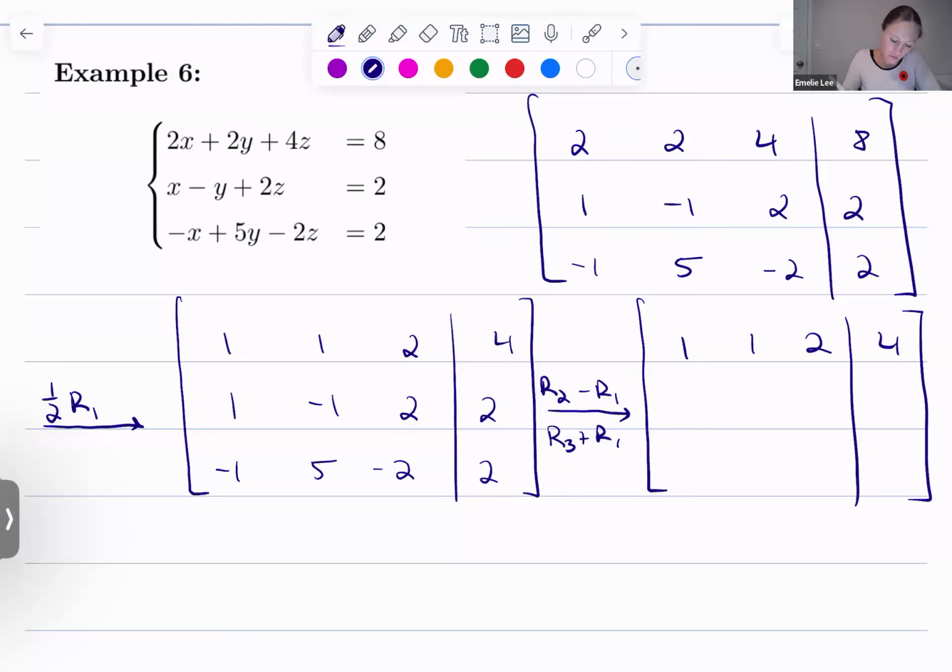And 1 minus 1 is 0. -1 minus 1 is -2. 2 minus 2 is 0. And 2 minus 4 is -2.